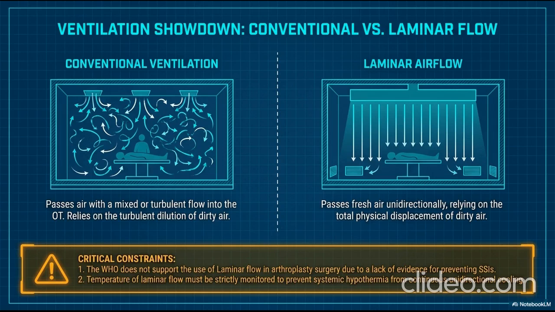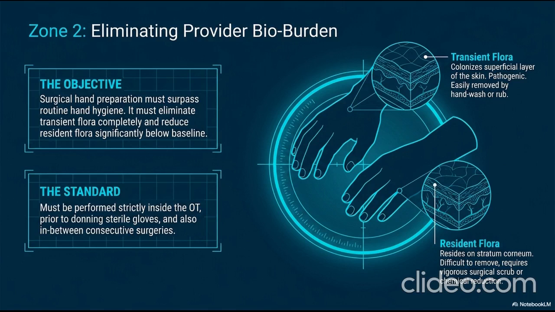Slide 5. Zone 2. Eliminating provider bioburden. The objective of surgical hand preparation is to surpass routine hygiene by completely eliminating transient flora from the superficial skin and significantly reducing resident flora located on the stratum corneum. Transient flora are highly pathogenic but easily removed, whereas resident flora are more difficult to dislodge, requiring vigorous mechanical scrubbing or chemical reduction. This process must be performed strictly inside the OT immediately prior to donning sterile gloves and between every consecutive surgery.